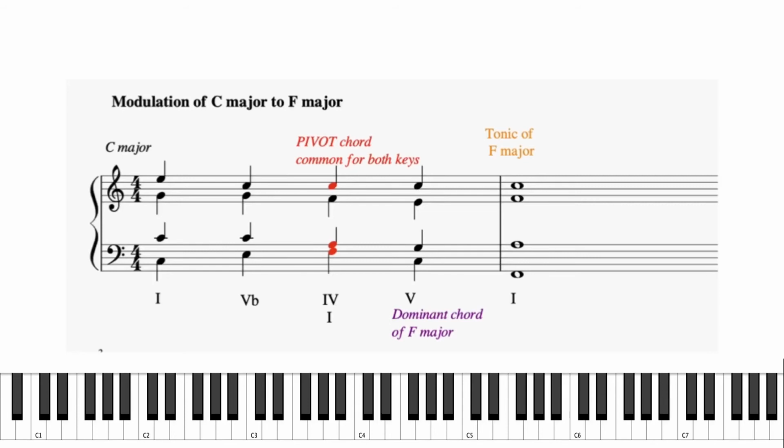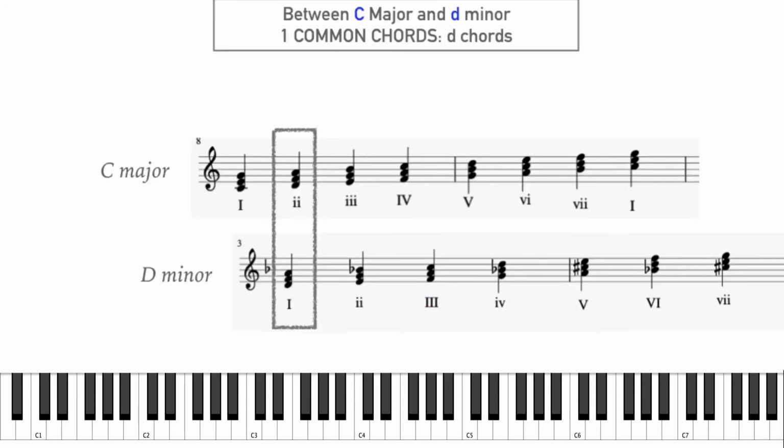Okay, next one, between C major and D minor, we have only one common chord, which is D minor. And for D minor, it is chord 1, you see. So let's look at this chord progression, which I have here.